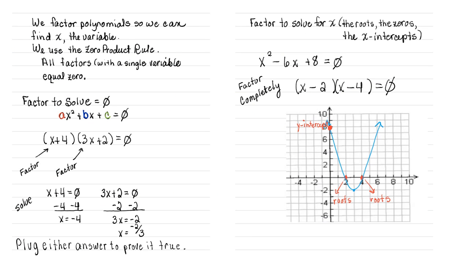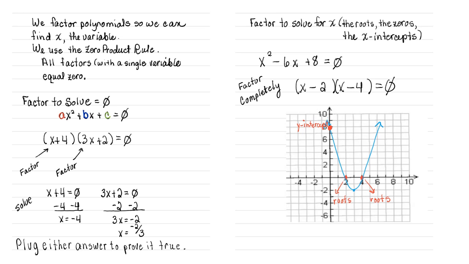Okay, now the reason why we factor is to go find x, the variable. We use the zero product rule. That is, all factors with a single variable equal 0. And so we factor to solve. That is, we just make everything equal 0. So given the basic quadratic equation, ax squared plus bx plus c, where a, b, and c are real numbers, we're just going to set it to 0.